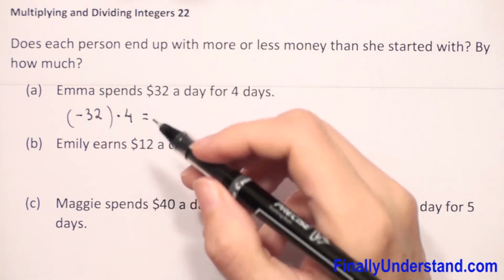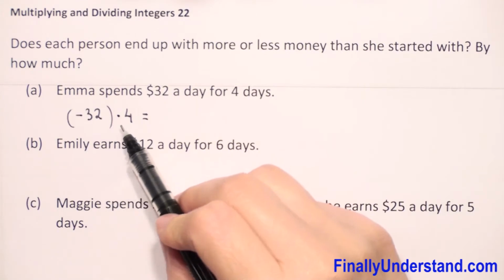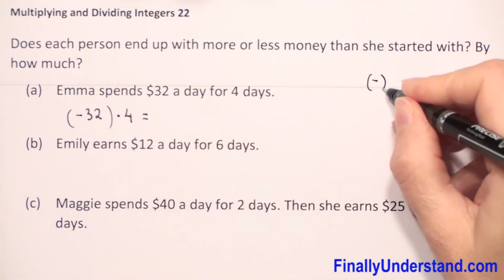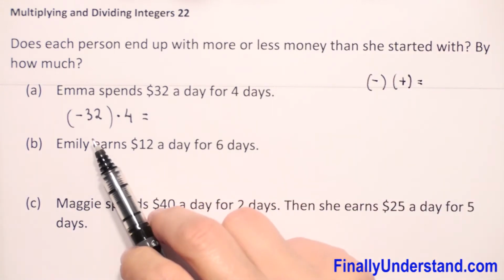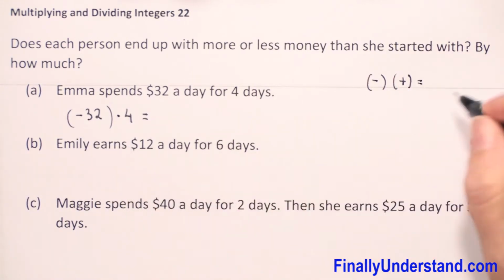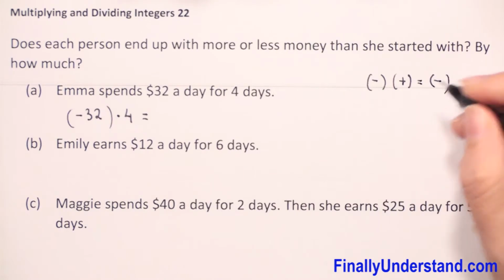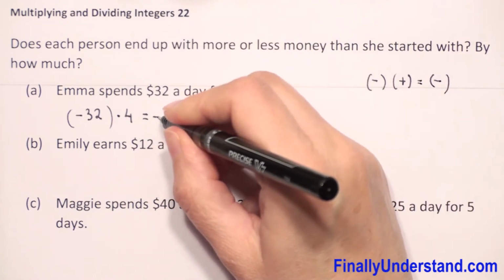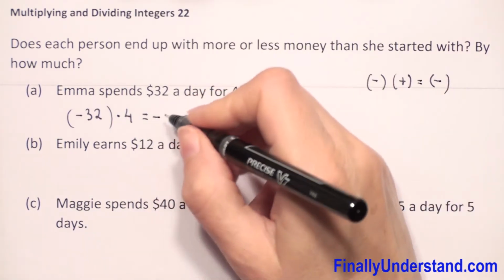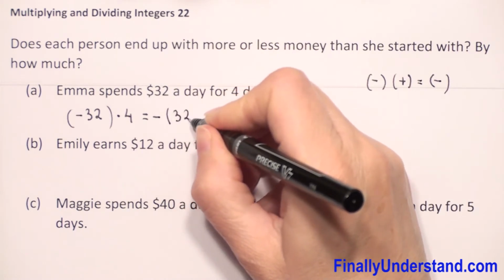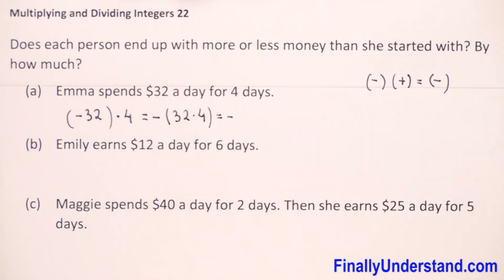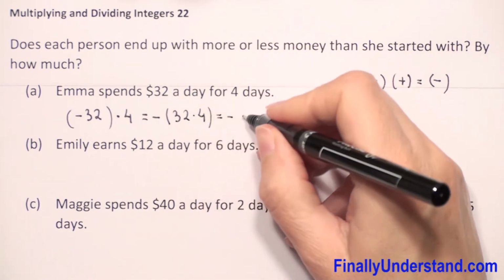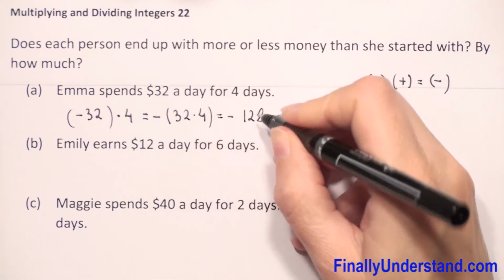So it will be a negative number times a positive. First we always check the signs. Negative times positive always gives me negative. So we will have the answer with a negative sign, and we have to multiply 32 times 4. So this is equal to negative, we rewrite the sign, 32 times 4 is 128.